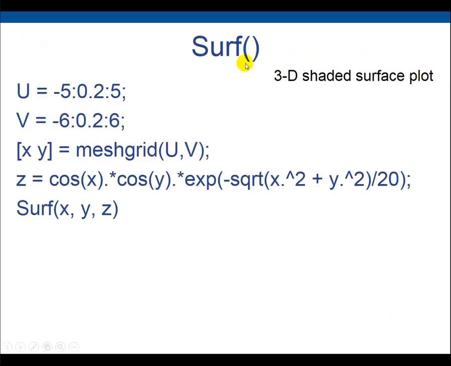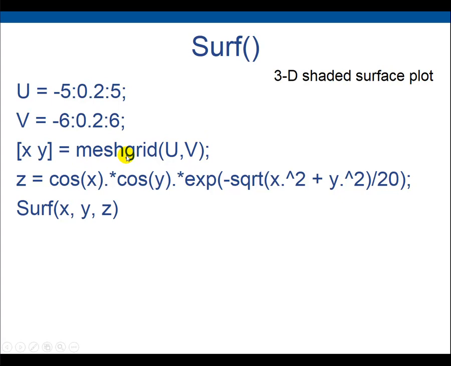Okay, let's look at the surf function first. The surf one is the surface function. So here we have a variable u and variable v, and the u starts with -5 with 0.2 increment to the positive number 5, and the v starts with -6 with 0.2 increment, and the end number should be 6. So let's make a grid, meshgrid u, comma v.